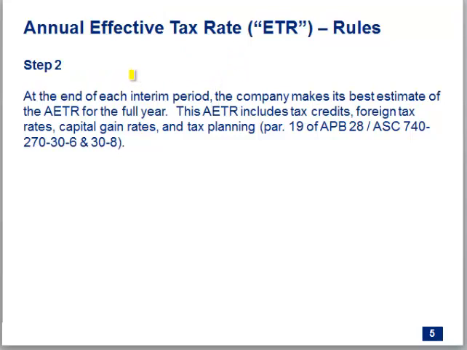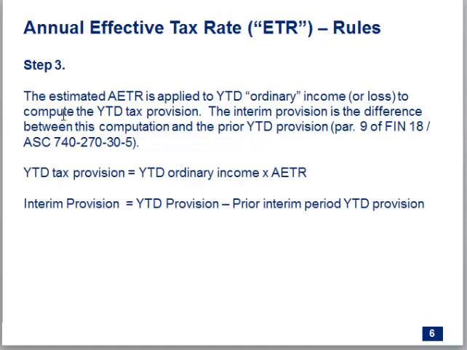So at the end of each quarter, let's say this is Q1, so you get to March 30th, you make your best estimate of your AETR. Your AETR is your annual estimated effective tax rate. So you come up with your best guess of what your ETR is going to be. Then you apply that AETR to your year-to-date ordinary income.